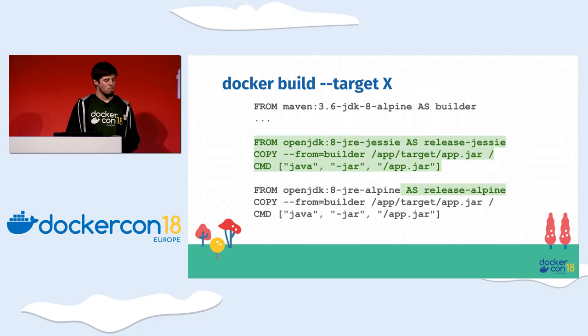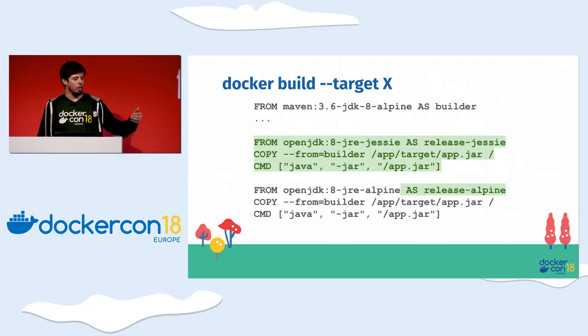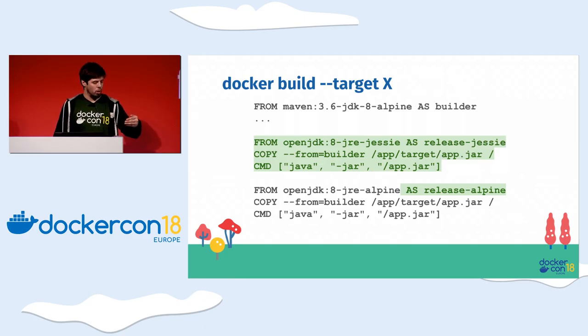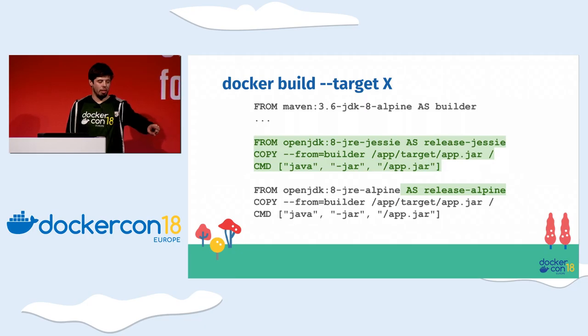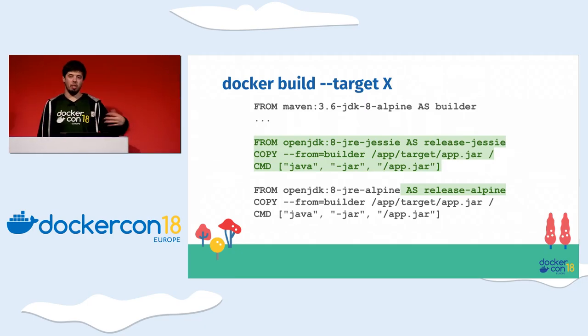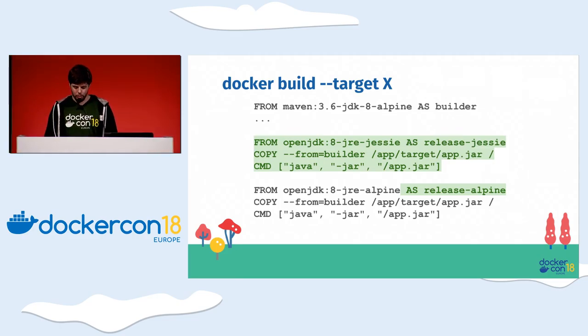So in order to do that, you create a new stage based on the OpenJDK Jessie image, and in order to build only that target, you do docker build --target and the name of your stage. In this case, release-jessie. If you want to build Alpine, you do release-alpine. And by default, if you don't specify a target, it builds the last stage in the Dockerfile.